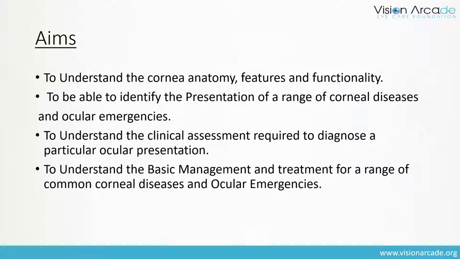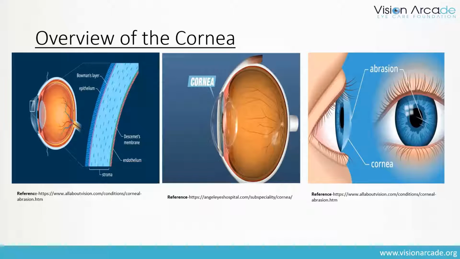The aim of today's section. So, overview of the cornea. The cornea is the transparent outer layer of the eye. I just had three diagrams here. When you look at the eye, the very outer bit that you see, the little dome, is your cornea.